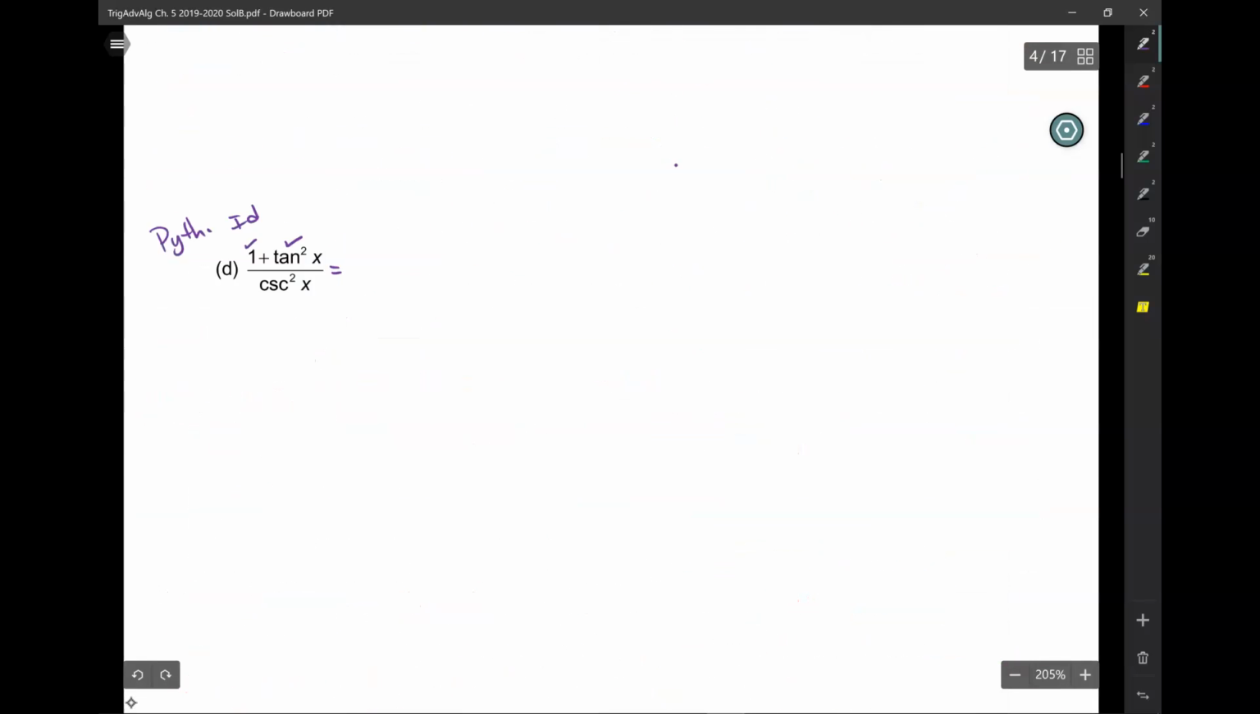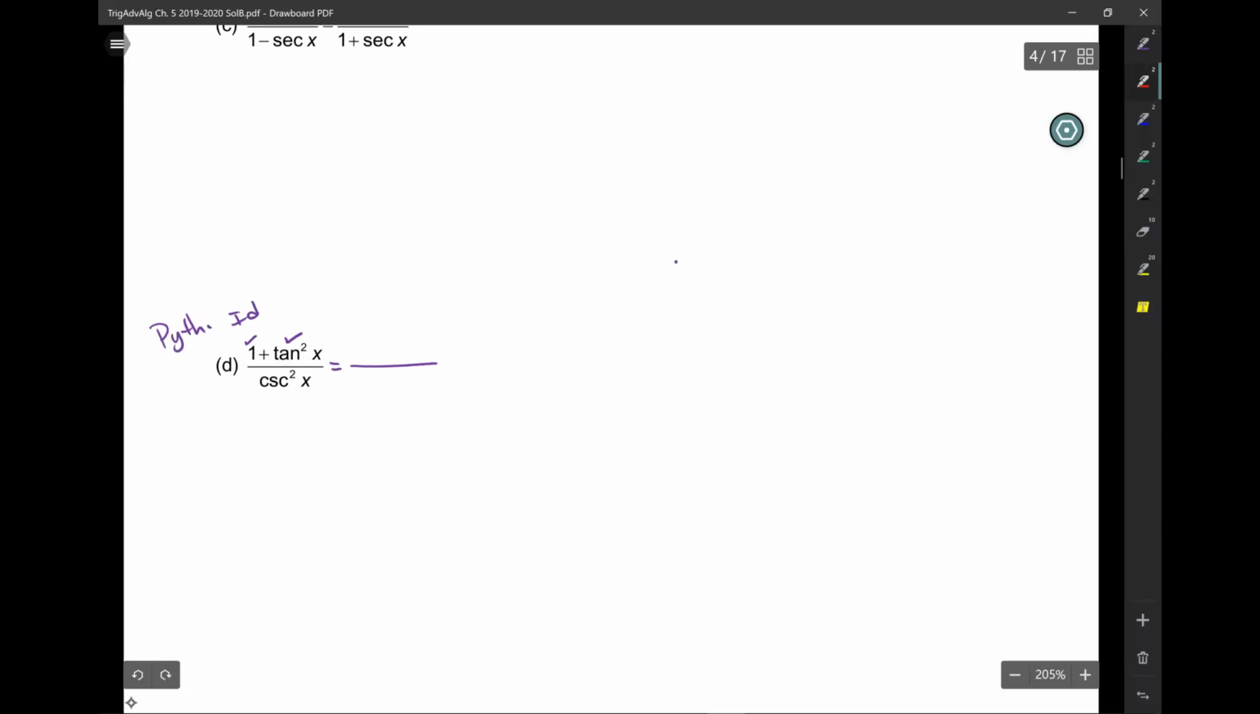So I can replace the whole numerator with secant squared x. The bottom stays cosecant squared x. Wait, what? This is an identity. 1 plus tangent squared x, it's an identity. It equals secant squared x. It's one of the Pythagorean identities in the box. Now that I know, okay, so now I have secant squared over cosecant squared.